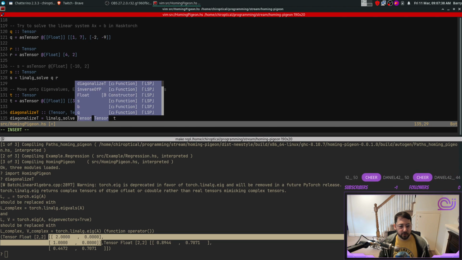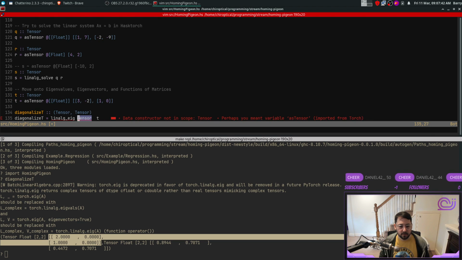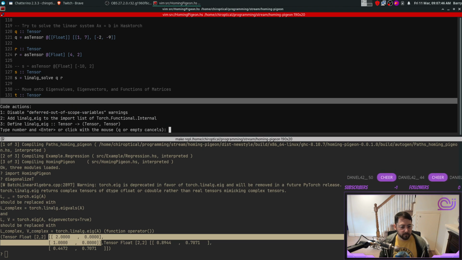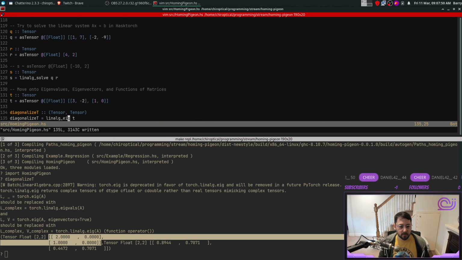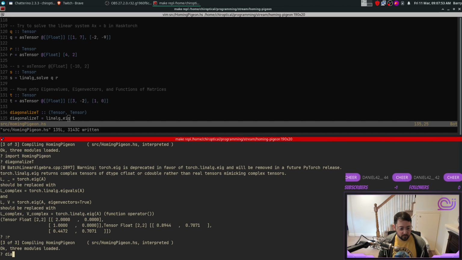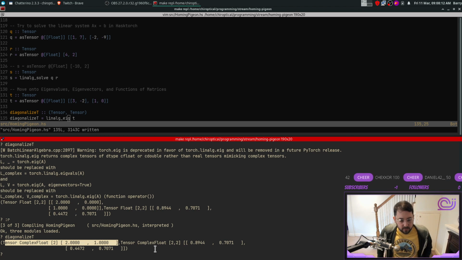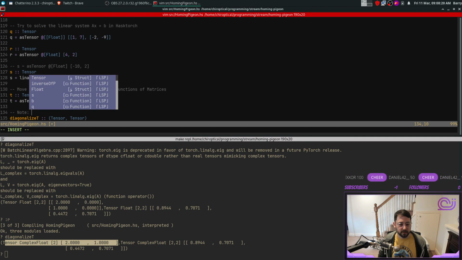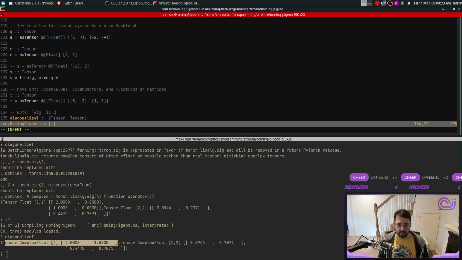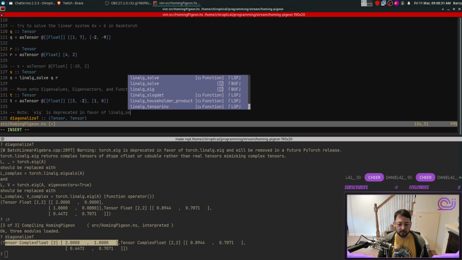Linalg eig. What does this one do? That's better, much better. This returns an actual vector of these things, and then we get the eigenvectors. This makes way more sense. So note eig is deprecated in favor of linalg eig.